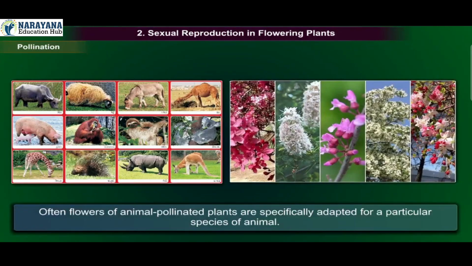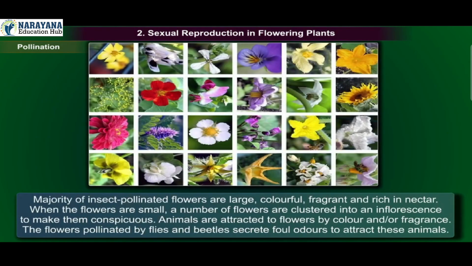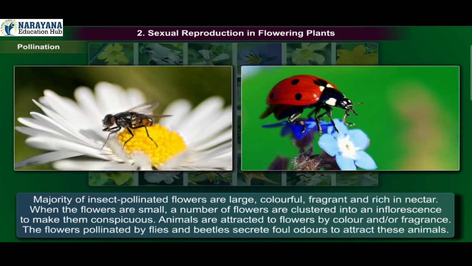Often flowers of animal-pollinated plants are specifically adapted for a particular species of animal. Majority of insect-pollinated flowers are large, colorful, fragrant, and rich in nectar. When the flowers are small, a number of flowers are clustered into an inflorescence to make them conspicuous. Animals are attracted to flowers by color and or fragrance. The flowers pollinated by flies and beetles secrete foul odors to attract these animals.